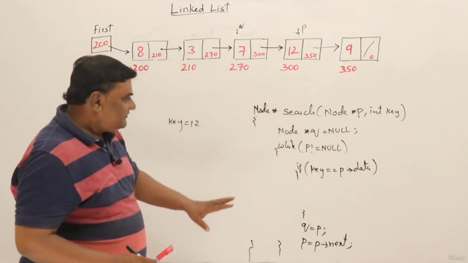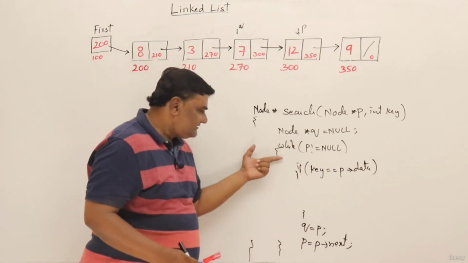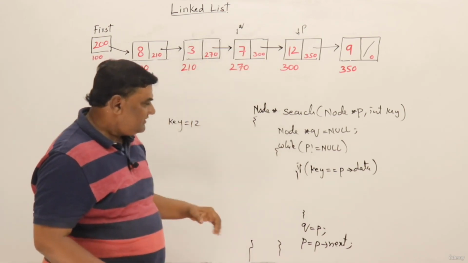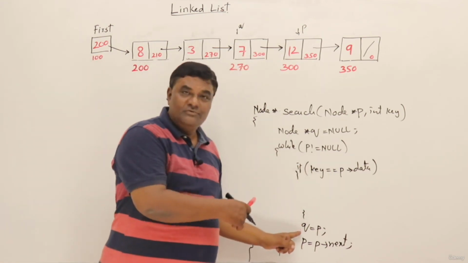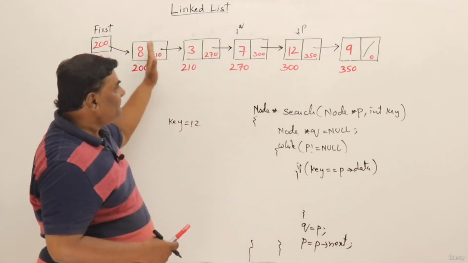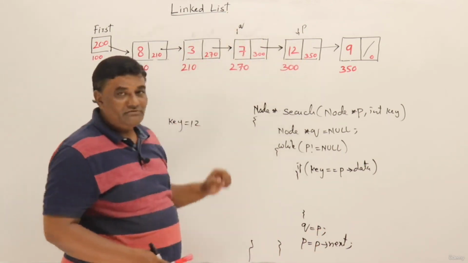Now I have the code ready. See, this is traversing, searching. If key is found, then what we have to do, we will see now. If not found, then move Q on P and move P to next node. These are the two statements by which we have brought P on this node and Q on this node.